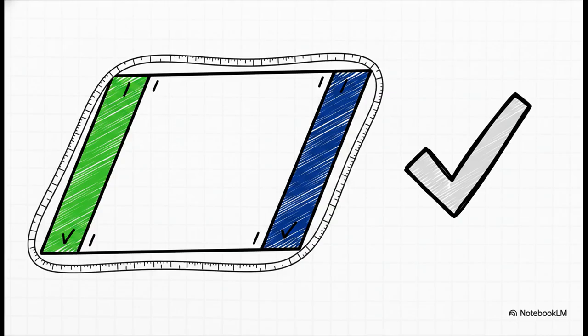Our short sides, which we just called x, are 30 centimeters each. Our long sides, which were x plus 10, are exactly 40 centimeters each. And honestly, the best part? We can instantly check our work. 30 plus 40 plus 30 plus 40 perfectly matches our starting perimeter of 140 centimeters.